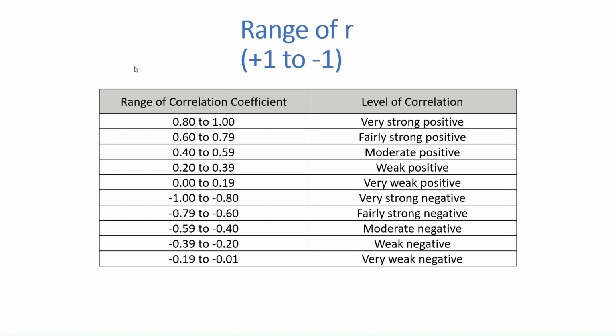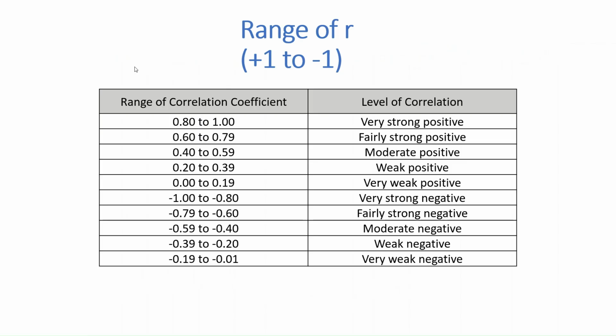So from this table, we can see that when the value of r is near about +1, we say that the level is very strong positive. And when it is near about -1, then we say that the level of correlation is very strong negative. That means there is a strong negative correlation between them. That means when one variable increases, the other strongly decreases, and in the case of very strong positive, both the variables are increasing or decreasing together.